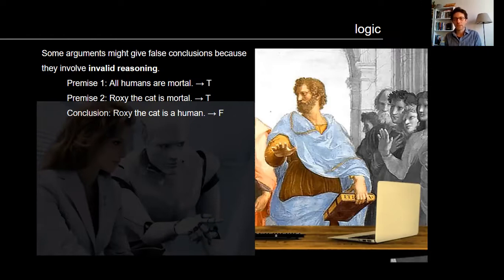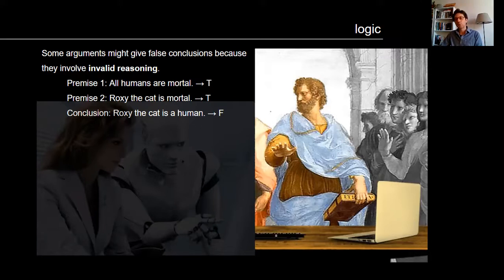Here, look at this example. Premise one, all humans are mortal, which is a true premise. Premise two, Roxy the cat is mortal, which is also a true premise. We know that cats are mortal. Conclusion, Roxy the cat is a human. And this is a false conclusion. Roxy the cat is not a human, it's a cat. The reason we could have a false conclusion, even when we had true premises, is because the reasoning is mistaken. There's a mistake in our reasoning here, and we call such mistakes invalid reasoning.